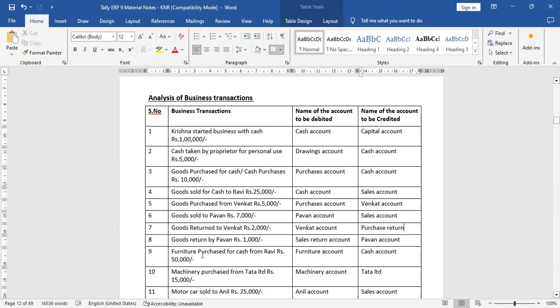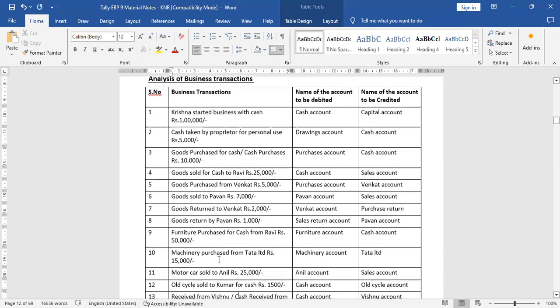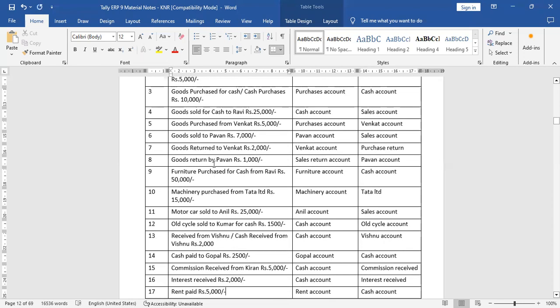Next point, furniture purchased for cash from Ravi. You are purchasing the furniture from Ravi. On which basis? Cash basis. So you are paying cash or not? Yes, he has clearly mentioned cash basis. So now, does furniture come in or go out? Comes in.